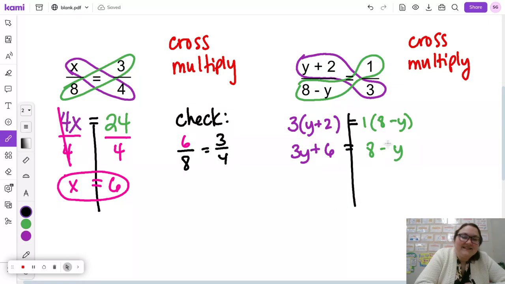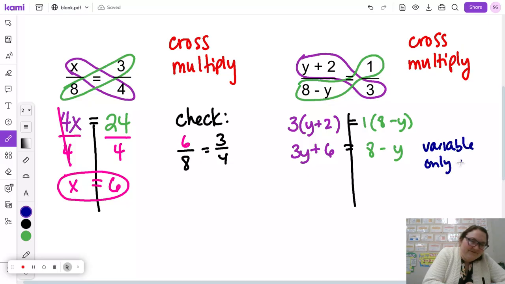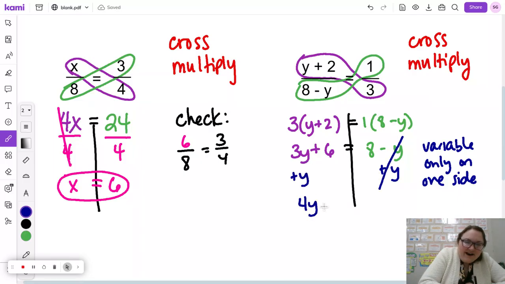The only difference here is after I cross multiply, I have a much more complicated equation. Over here it was just a one-step equation, but here there's more things I need to do, but this is where what we've learned earlier in this unit is helpful. I see I have variables on both sides, and remember we want our variable only on one side. And so to do that, I can cancel 3y. I could subtract 3y on both sides, but for me, I would prefer to get rid of the minus y with plus y. So I'm going to do that. If I do that, that gives me 4y now, plus 6 equals 8.